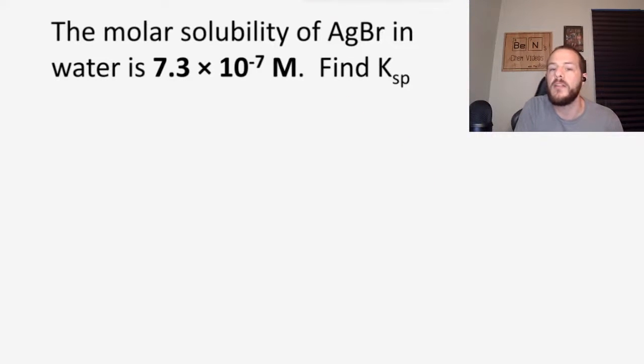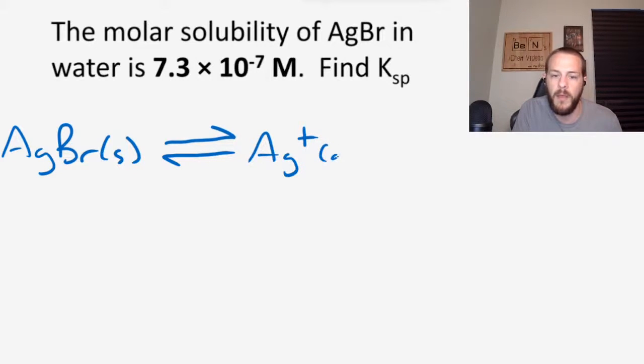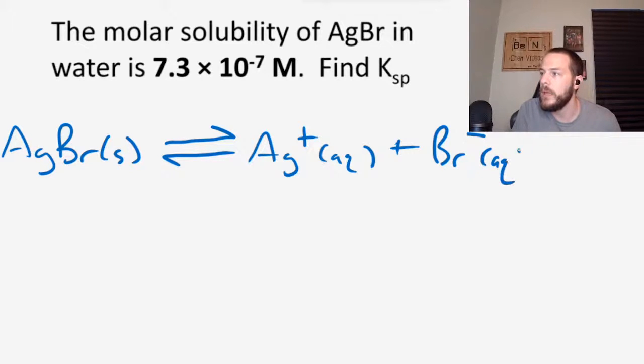Now, the first thing that I always like to do when it comes to problems like these is to simply write out the chemical equation associated with the problem, right? The chemical equation associated with the dissolution of silver bromide. So if we have silver bromide, that's AgBr, and that is a solid, and that's going to react reversibly to form the silver ion and the bromide ion. The silver ion is Ag+, and that's aqueous. And then the bromide ion, that is Br-, and that is also aqueous, right?